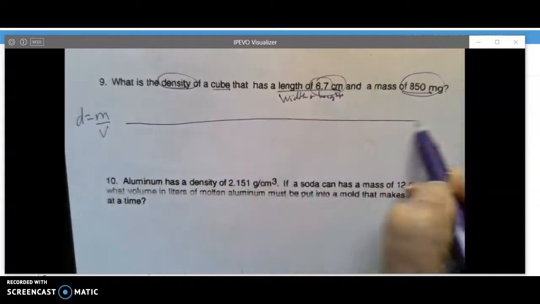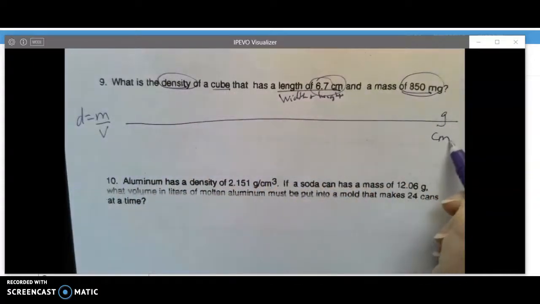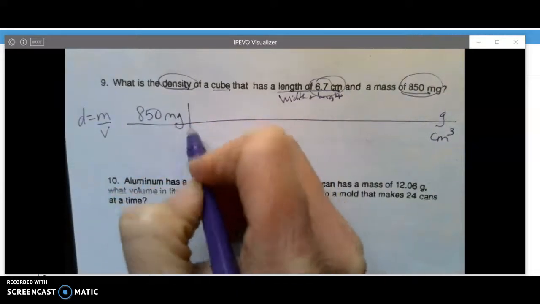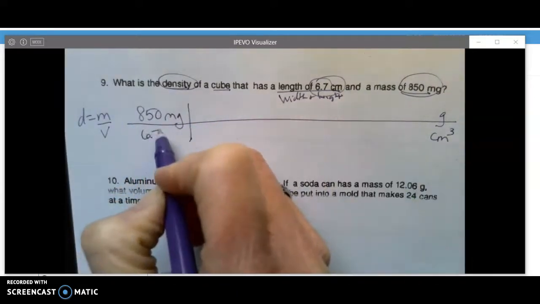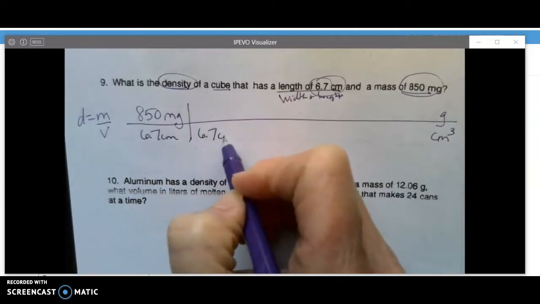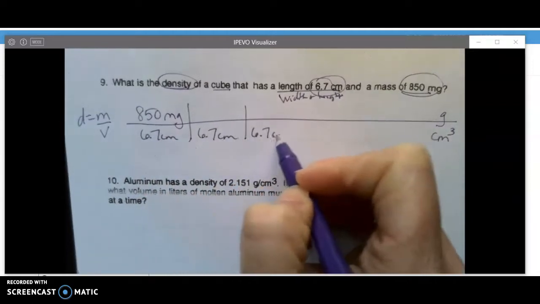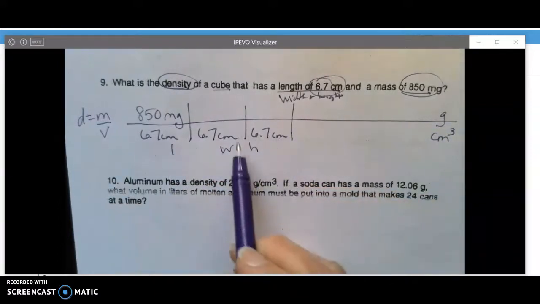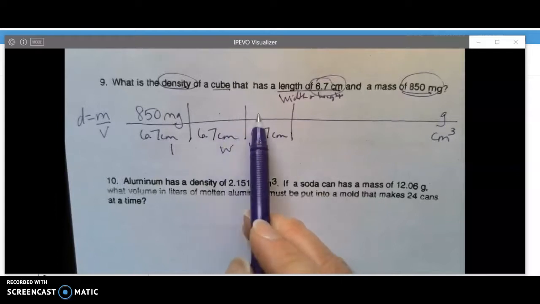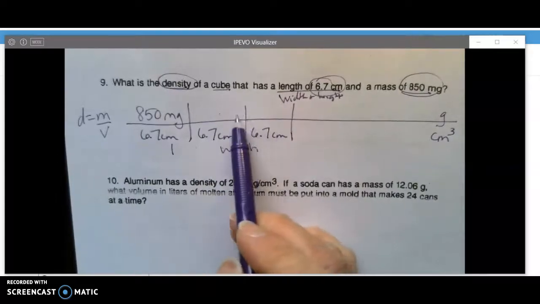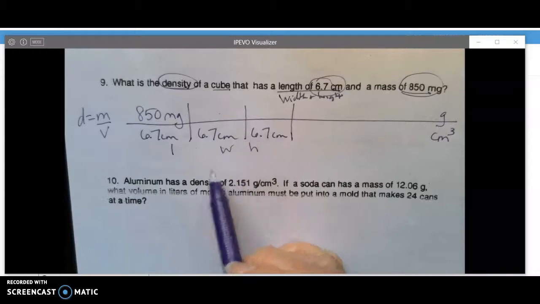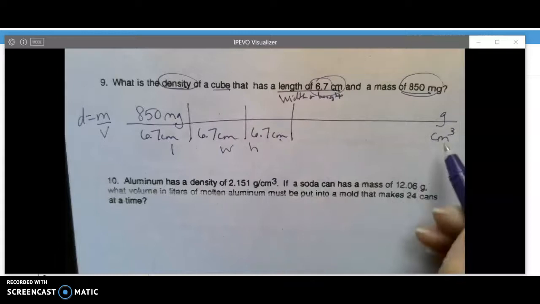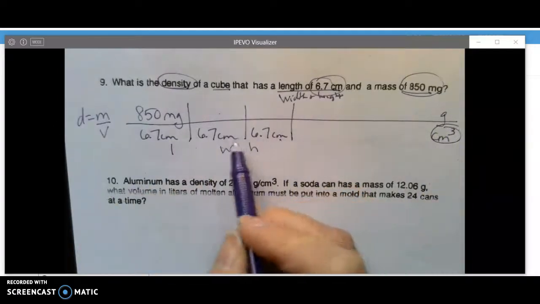So again, density has to be grams over centimeters cubed. So I'm going to put my 850 milligrams on the top. And then I'm going to put my 6.7 centimeters on the bottom. Now, this is my length, width, and height, which is going to get me volume. I'm going to leave these blank because these are measurements. They're not conversion factors, so I don't have to have anything on top. So at this point, I have centimeters times centimeters times centimeters, which is my cubic centimeters, so I don't have to do anything else there.